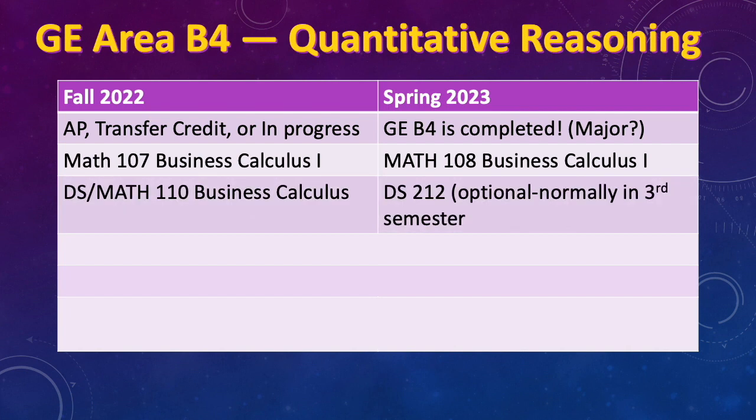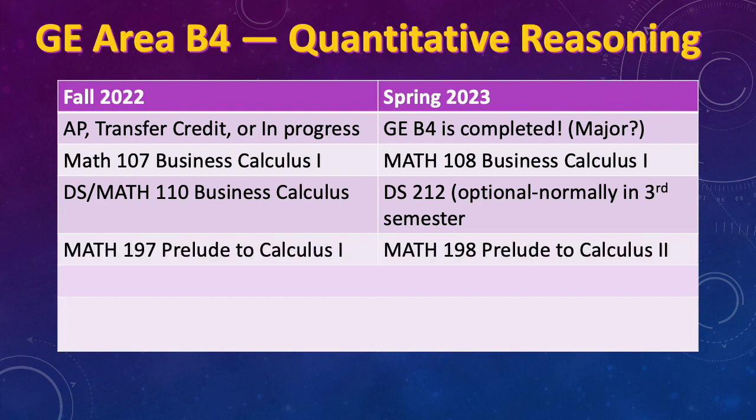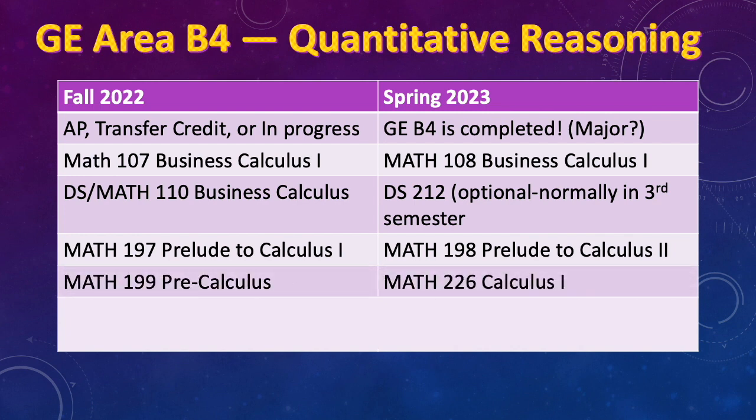If you are taking either DS or Math 110 this semester, then DS 212 is an option for spring, but the roadmap normally lists this for your third semester. For science and STEM majors, if you are taking Math 197 this semester, you would be ready to move on to Math 198 in the spring. Or if you are currently taking Math 199 this semester, then you should be ready to move on to Math 226 in the spring.